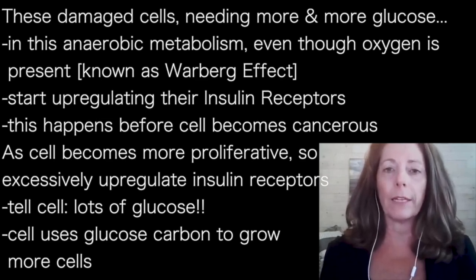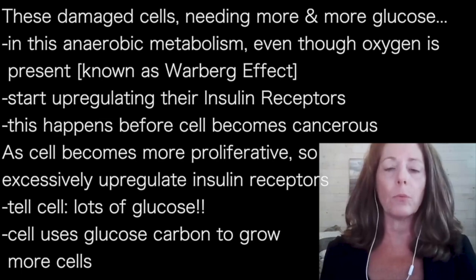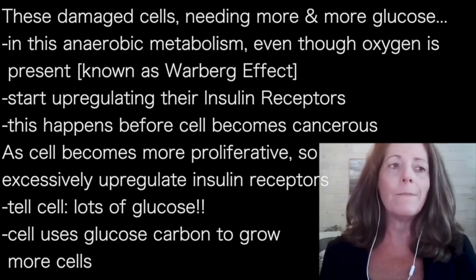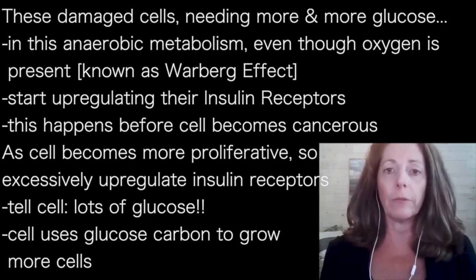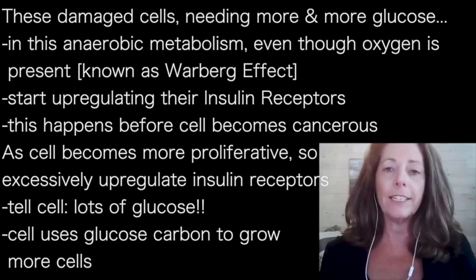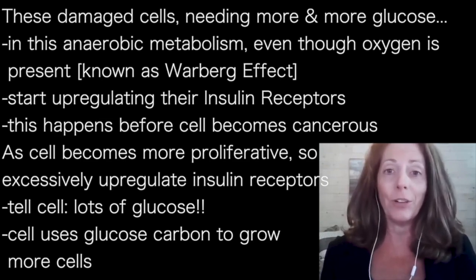With this Warburg effect, these cells are behaving differently, and they start to upregulate their insulin receptors. Insulin receptors are on the surface of all of our cells. So when glucose is present, insulin is released from our pancreas, binds to cells, and tells the cells, hey, there's glucose around. Okay, let's pull some glucose in. But these are cancer cells, these damaged cells. It happens even before cancer becomes present.